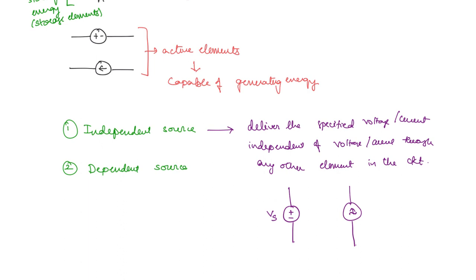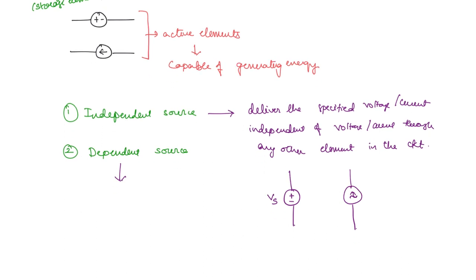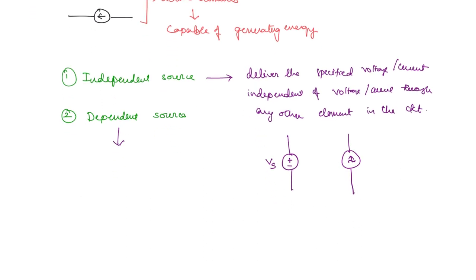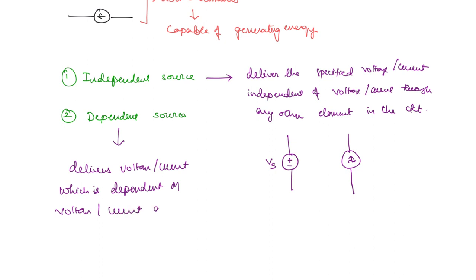Now what about dependent sources? These are going to deliver voltage and current depending on some other quantity. A dependent source delivers voltage or current which is dependent on voltage or current across some other circuit element.